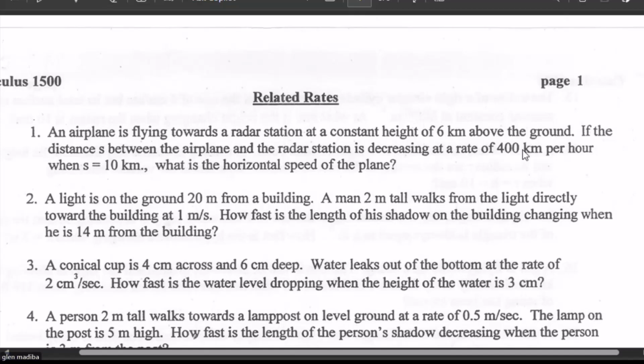Yes, sir. This person is entering your yard, but there at the gate is that light. Now this man is walking towards your front door. His height is 2 meters. A man 2 meters tall walks from the light directly towards the building at 1 meter per second. Do you see the scenario in this case?